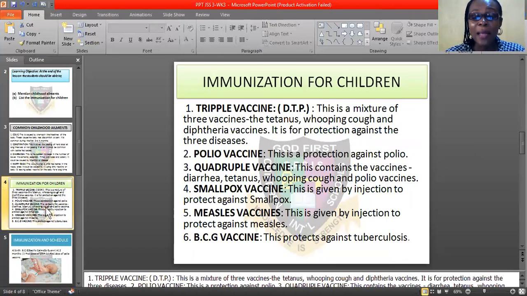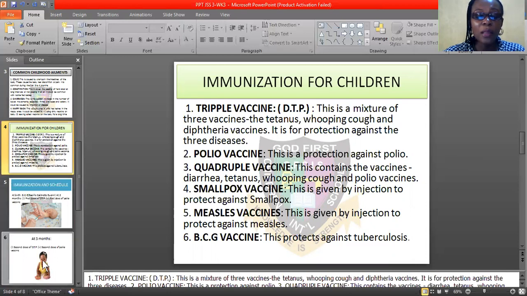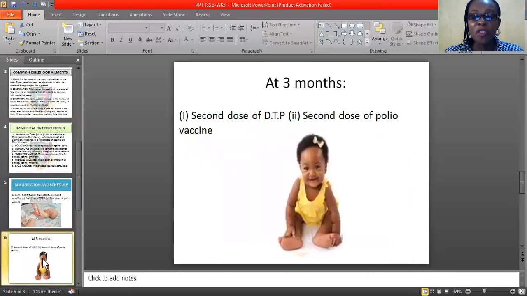Another one we'll look at, I've talked of polio. Now let us look at the vaccine you can give a child at 3 months. At these 3 months, you give this child the second dose of DTP. Do you understand? Still the same immunization, but the second dose. The child has to take the second dose of polio vaccine as well.